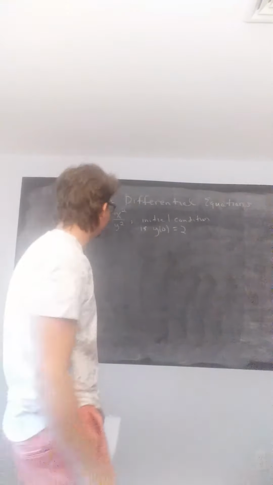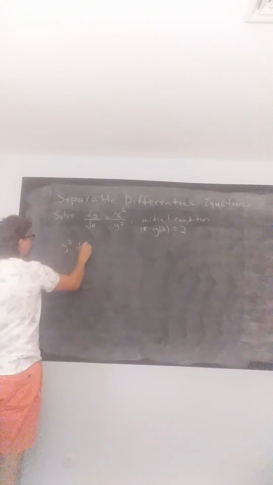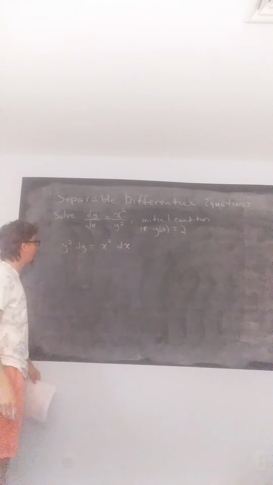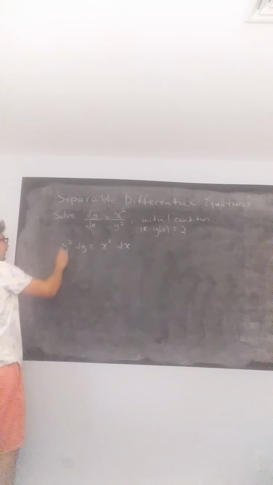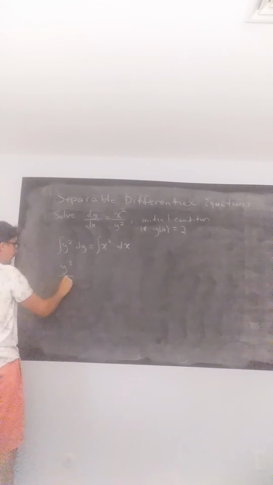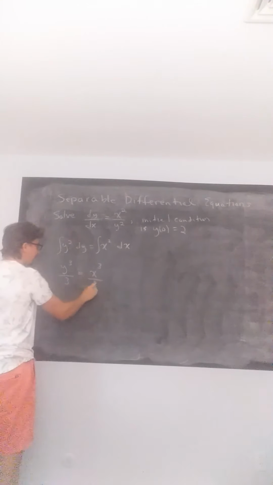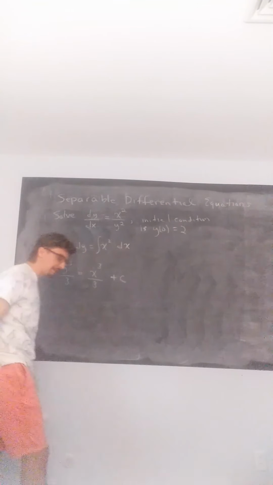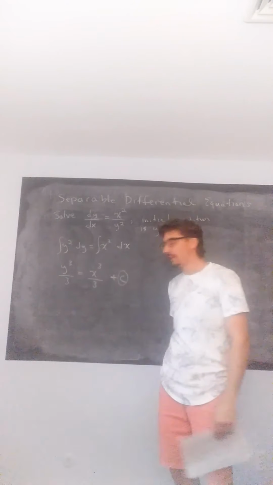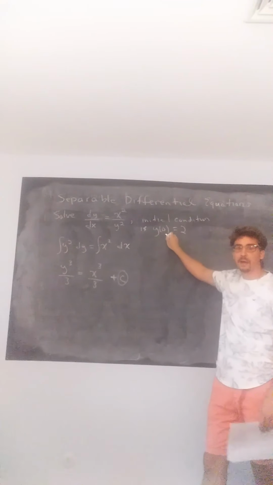So to start out like we normally do, we want to try to separate them. So we're going to say y squared dy equals x squared dx. So we're off to a good start. Now we're going to go ahead and integrate both sides. So we've got y cubed over 3 equals x cubed over 3 plus c. Now here's where the difference comes in. We want to figure out what this c is, okay? So we use the initial condition that we're given.